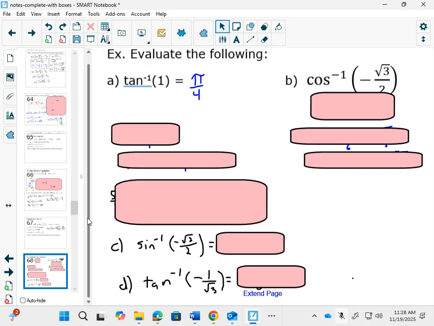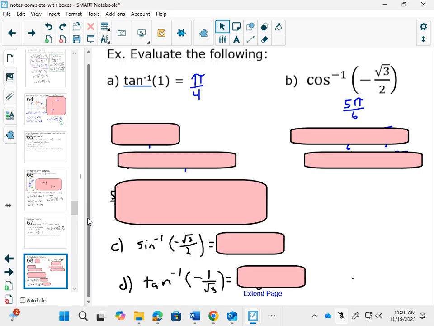Cos inverse of negative root 3 over 2. Cos inverse of a negative, what quadrant will I be looking in? Quadrant 2. Did you ever have root 3 over 2 as a family? What family is it? Pi over 6. So if we're looking in quadrant 2, it should be 5 pi over 6. I find those shortcuts are really helpful for just knowing where your answer should be. You're still going to have your reference angles and stuff like that.